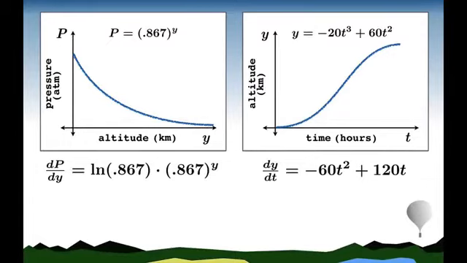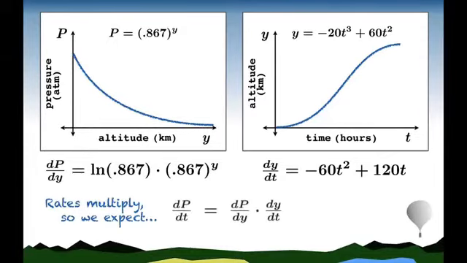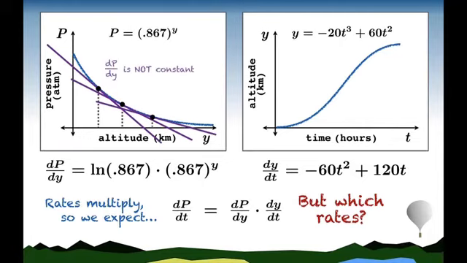Now we have this notion that rates should be multiplied together. So if we want dp dt, we might expect this quantity to be the product of dp dy and dy dt. But there is a critical question we have to ask. Which rates are we going to use? We'll point out that dp dy, the rate of change of pressure with respect to altitude, is not constant. It changes as a function of y.